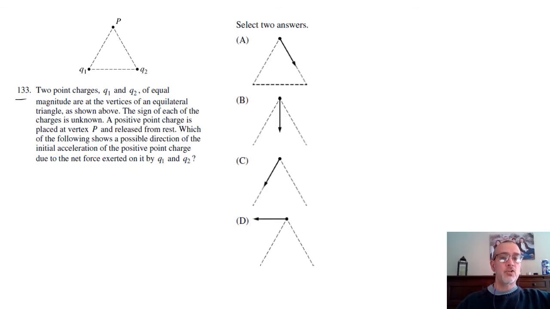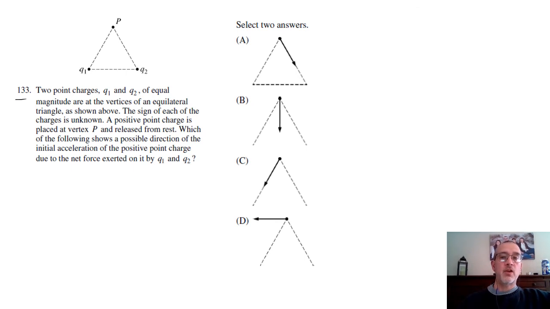Question 133. Two point charges Q1 and Q2 of equal magnitude, that's going to be key, are at the vertices of an equilateral triangle as shown above. The sign of each of the charges is unknown. A positive point charge is placed at the vertex P and released from rest. Which of the following shows possible direction of the initial acceleration of the positive charge?